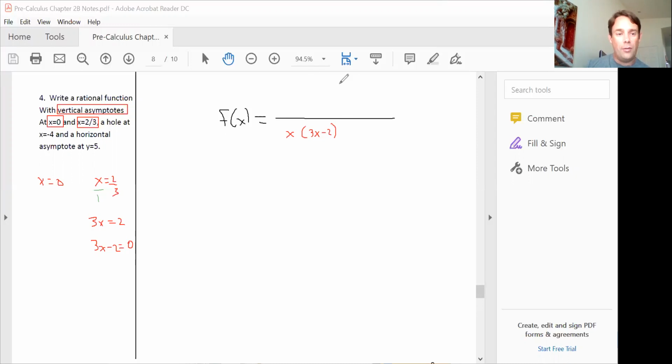It says I have a hole at x equals negative 4. Well, let's think about what a hole is. A hole is when the graph has the same factor in the numerator and the denominator. So if x equals negative 4 is my hole, that means that x plus 4 equals 0 is that factor. So I need to put that factor in the numerator and the denominator.